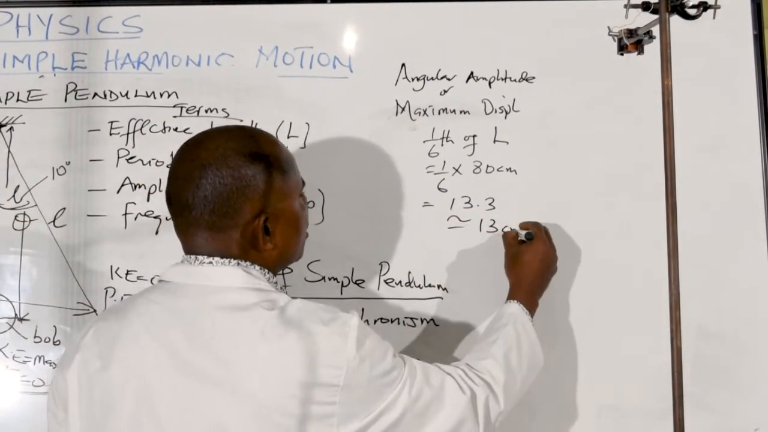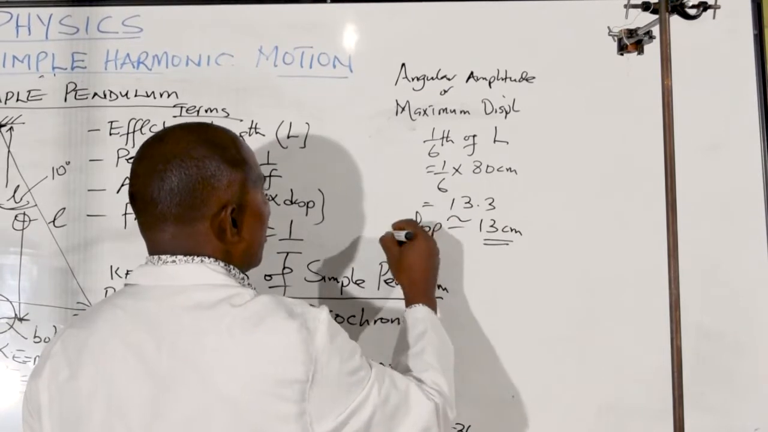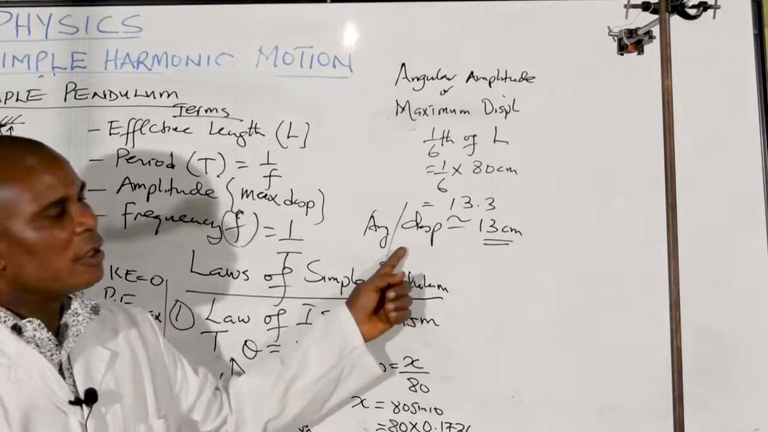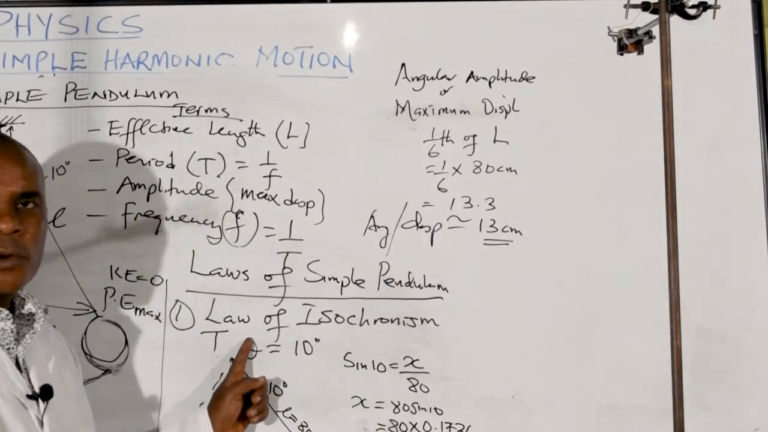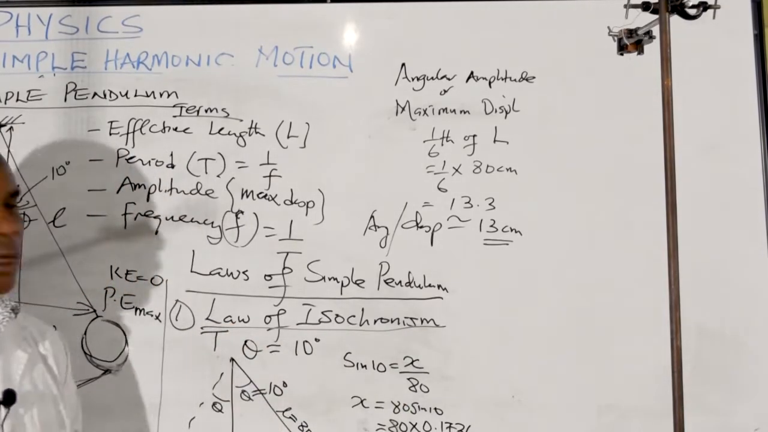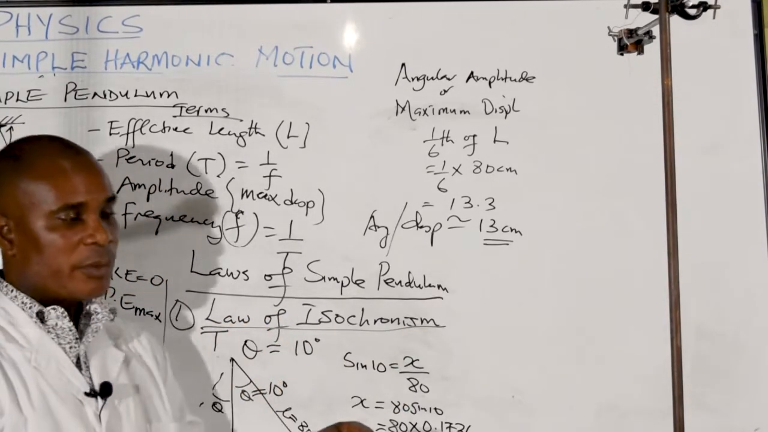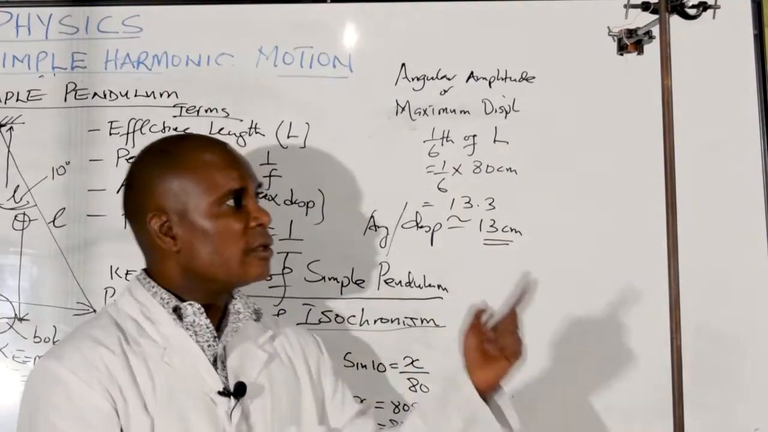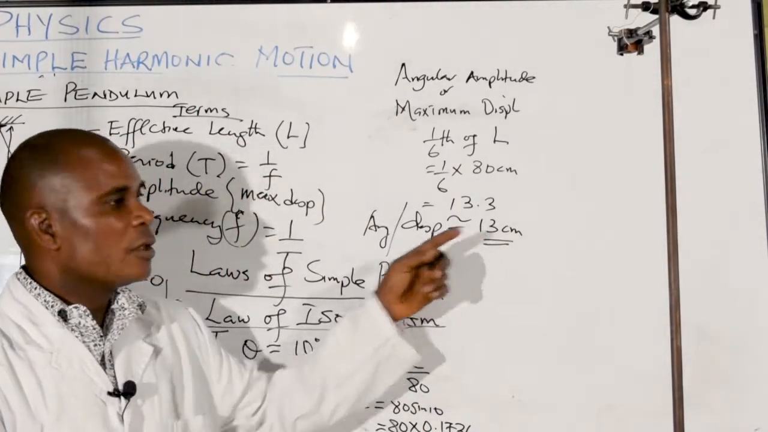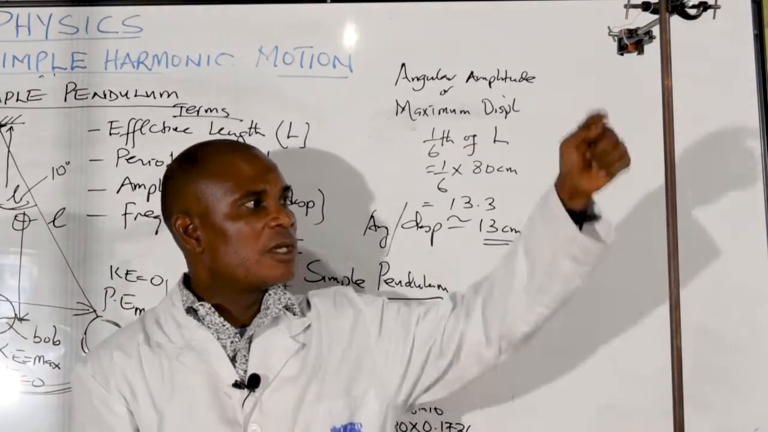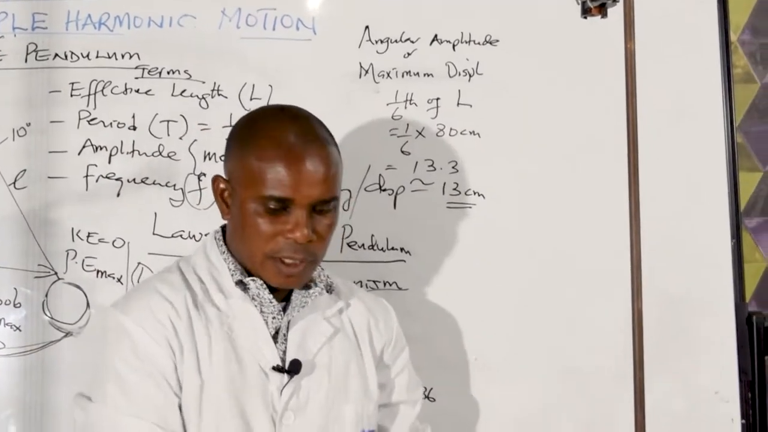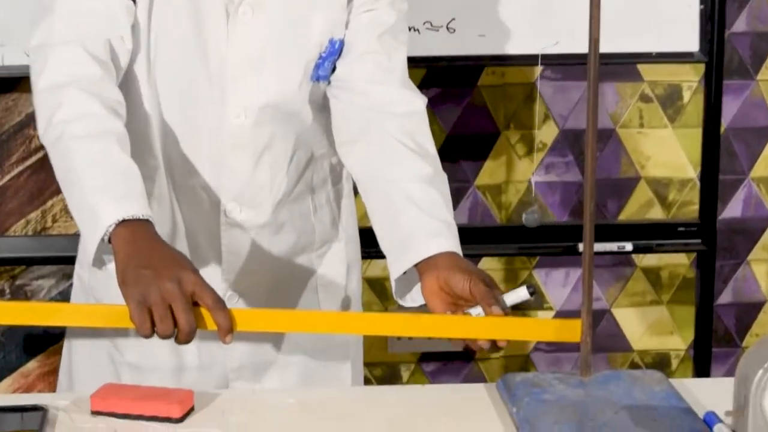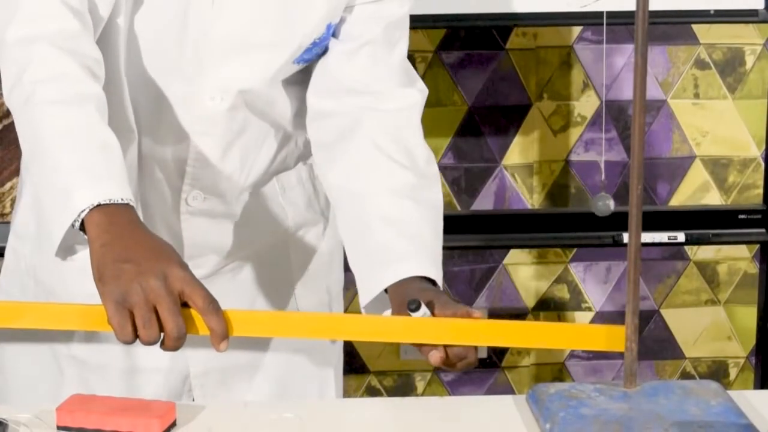So if I displace the amplitude at 13 centimeter from the equilibrium position, I'll be in a reasonable position that will make sure I will not commit this crime called the isochronism. So the law of isochronism is telling you that you have to be within a particular displacement to ensure that the displacement will not affect the period of the simple pendulum. So if I'm going to use this as an example, this is 80, I'm supposed to displace this ball approximately 13 centimeter from the equilibrium position.